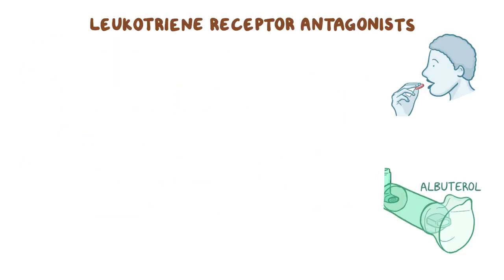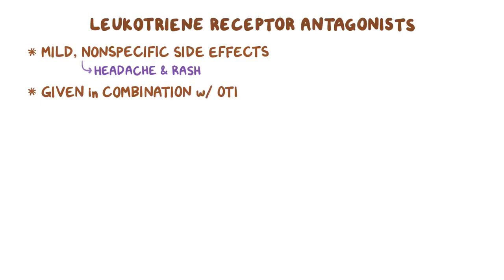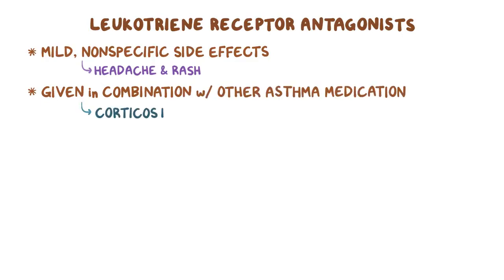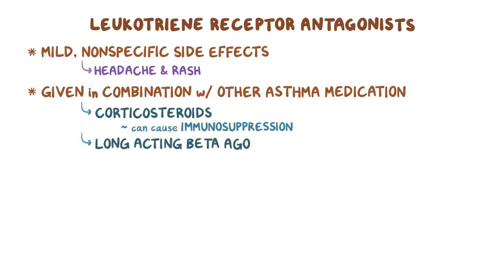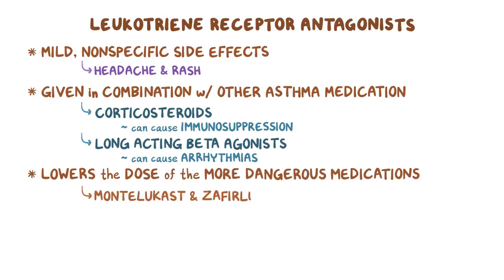Since leukotriene receptor antagonists have mild, nonspecific side effects like headache and rash, they're given in combination with other asthma medications like corticosteroids, which can cause immunosuppression, and long acting beta agonists, which can cause arrhythmias. This will lower the necessary dose of these more dangerous medications, which makes montelukast and zafirlukast great supportive medications.